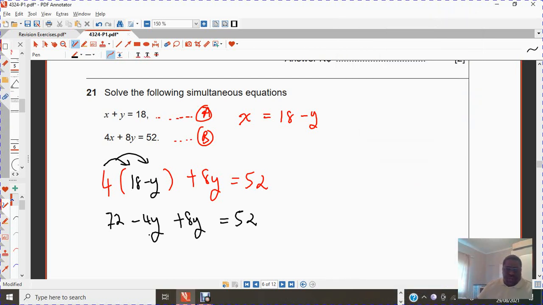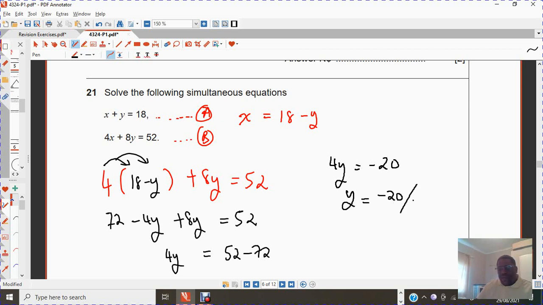So what I was doing there is I have 4y left here, because 8y minus 4y gives you 4y, and 52 minus 72. So I have got 4y is equal to minus 20. Therefore, y is minus 20 divided by 4. So my value of y is negative 5.